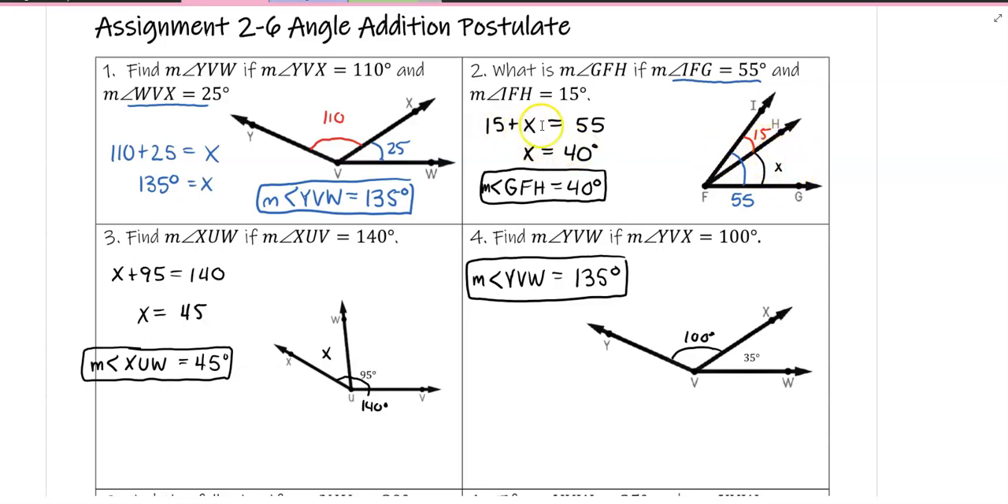So it was 15 plus x, part plus part, equals whole, which was 55. Solve for x, and that's going to then be the measurement of GHF. Same thing goes for these next 2 examples. In number 3, I gave you a part and a whole, so set up the equation to find the other part. And lastly, in number 4, I gave you both parts. Notice I didn't even set up an equation for this one because I already knew. Just add those 2 together.